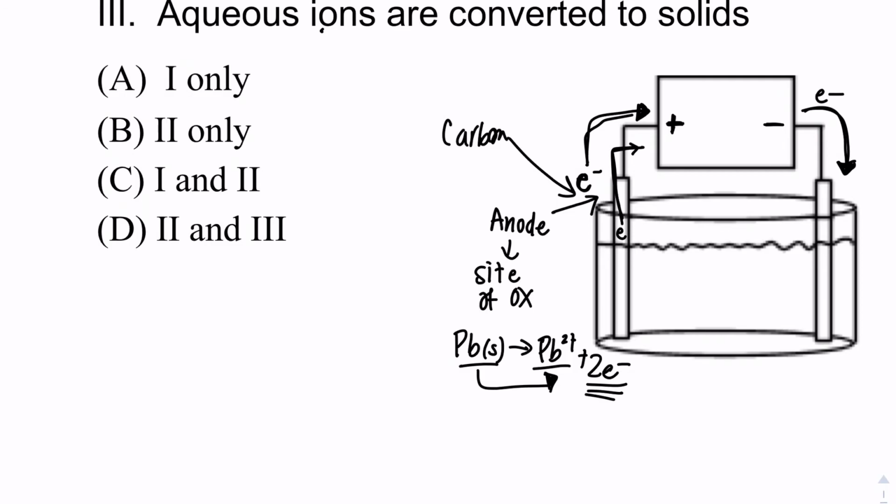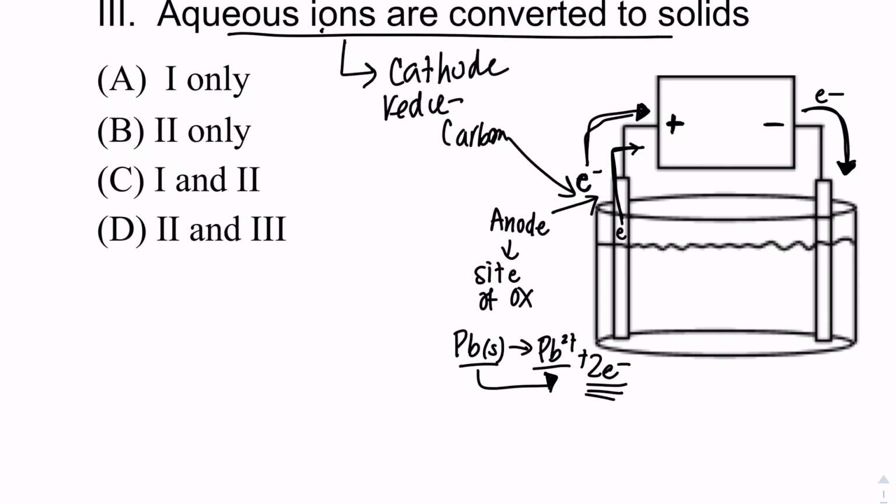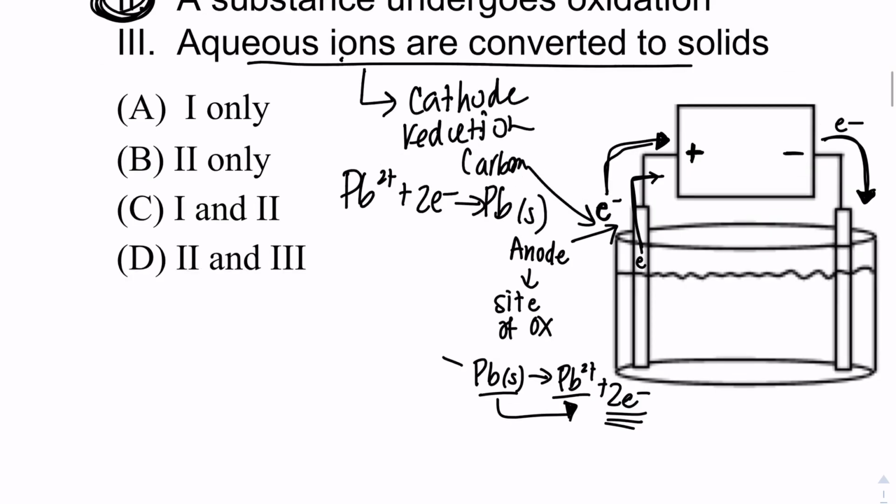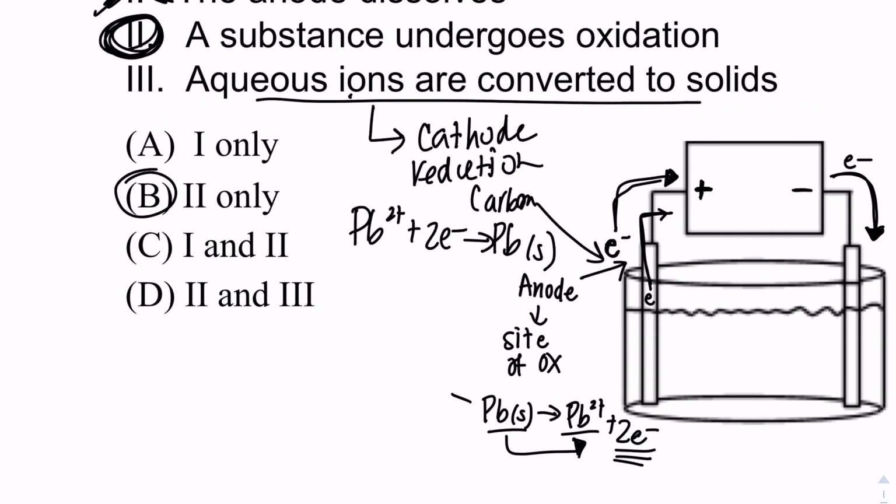For the last one, we have aqueous ions that are converted into solids. This is describing what happens at the cathode, or reduction. With reduction, you'll have things like the opposite of this reaction, lead ions, which are added together with electrons, and that forms a solid. So for this, the only answer is B.